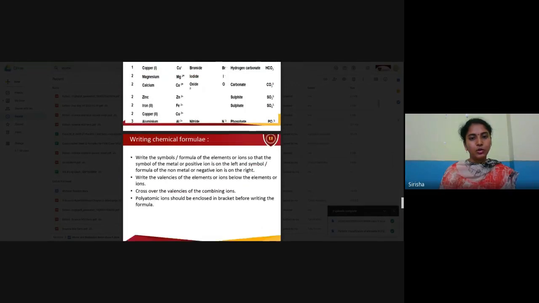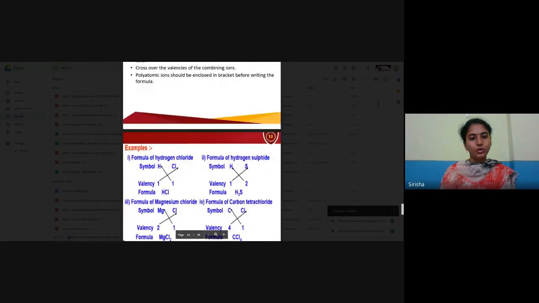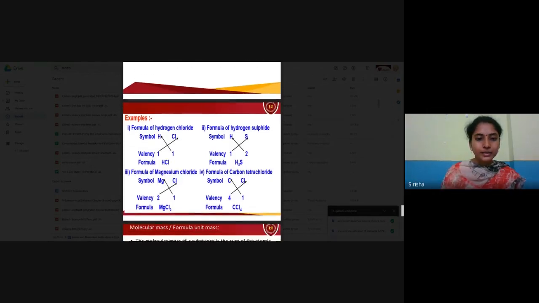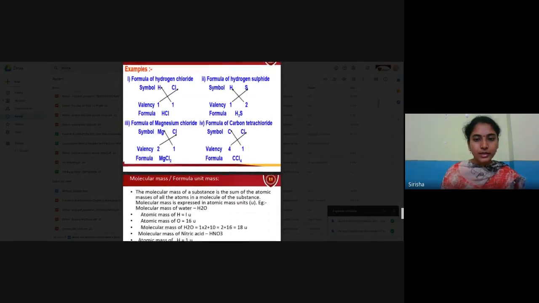Now let us see writing chemical formula. For hydrogen chloride, you take the symbols of hydrogen and chlorine. The valencies are 1 and 1 for both. The formula will be HCl. You have to crisscross like this and write it. For magnesium chloride, the symbols are magnesium and chlorine. What is the valency of chlorine? 1. And magnesium is 2. You have to remember the valencies. If you crisscross, chlorine will get 2 valency and magnesium will get 1 valency. This is writing the chemical formula.